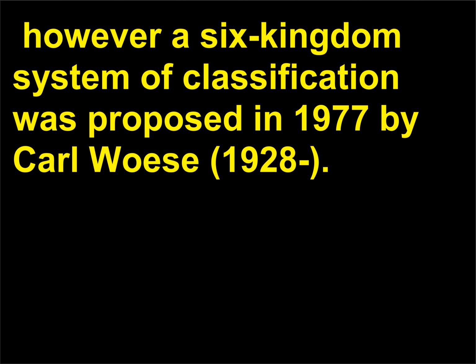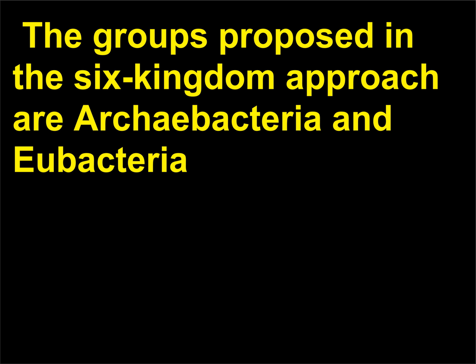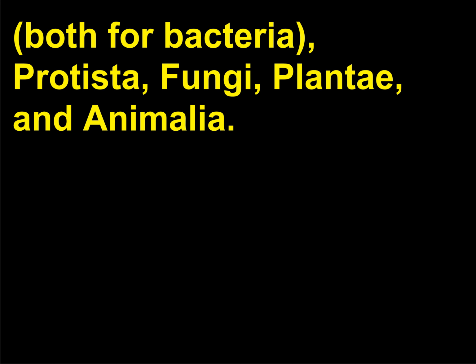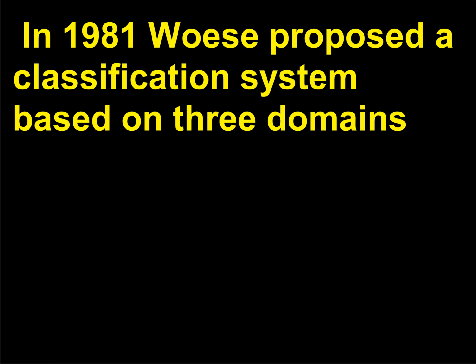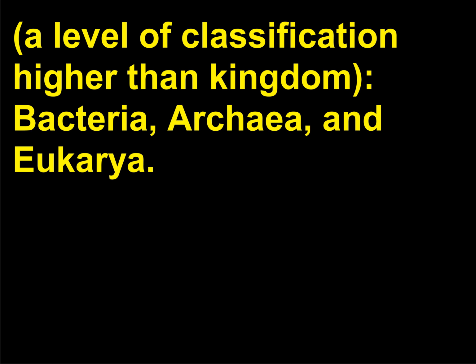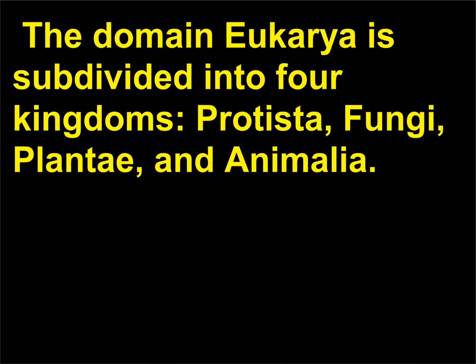However, a 6-kingdom system of classification was proposed in 1977 by Carl Woese, 1928. The groups proposed in the 6-kingdom approach are Archaebacteria and Eubacteria, both bacteria, Protista, fungi, Plantae, and Animalia. In 1981, Woese proposed a classification system based on 3 domains, a level of classification higher than kingdom: bacteria, archaea, and eukarya. The domain eukarya is subdivided into 4 kingdoms: Protista, fungi, Plantae, and Animalia.